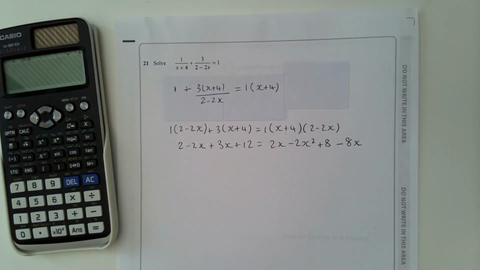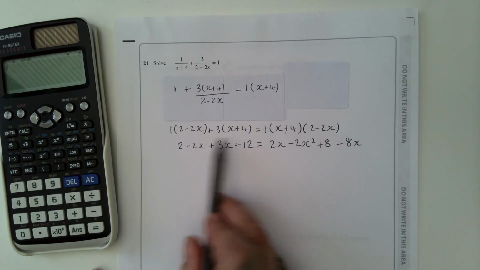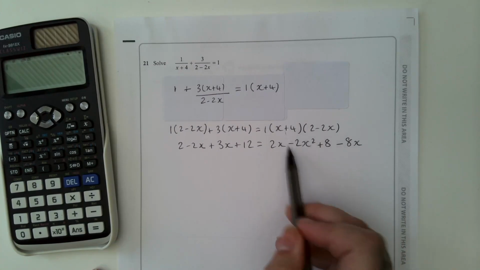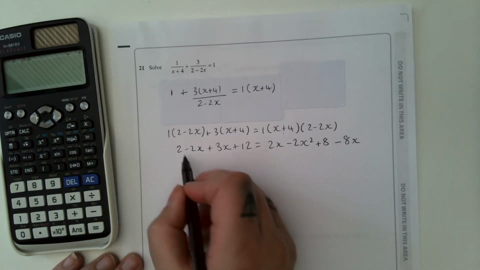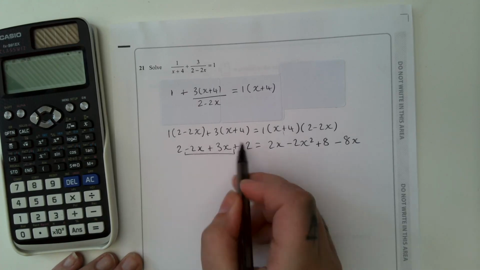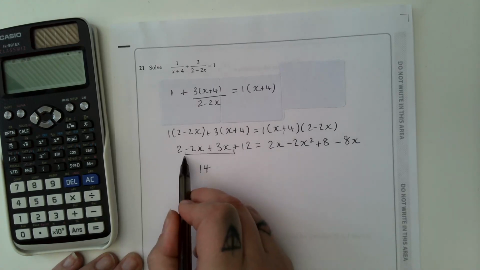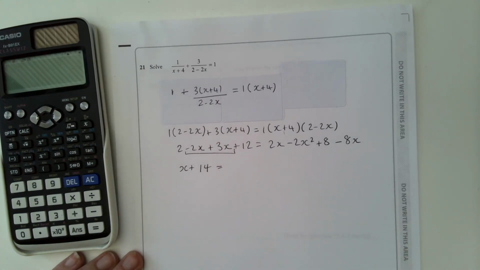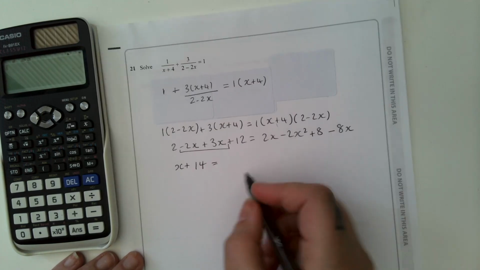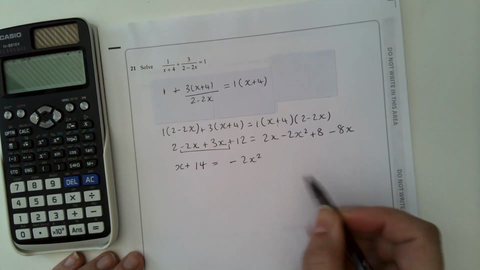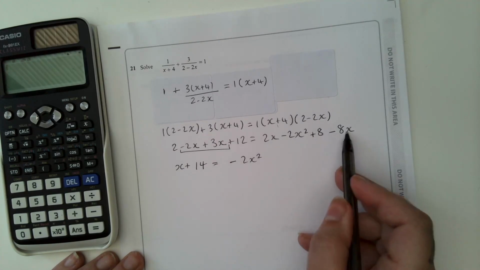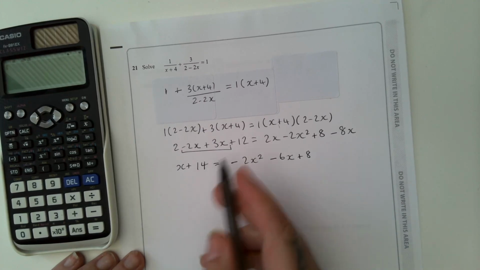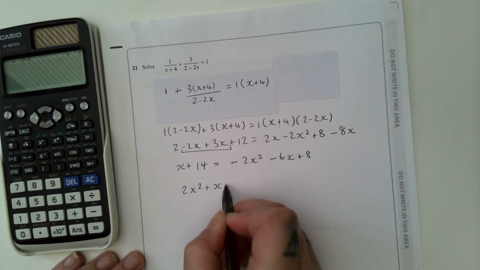Now I'm going to gather everything to the left-hand side. And the reason why I'm gathering everything to the left-hand side is because I don't want a negative x squared term. Okay, so let's just simplify a little first. So we've got 2 plus 12 is 14. Negative 2x add 3x is x. So the left-hand side simplifies to x, add 14. The right-hand side simplifies to negative 2x squared. 2x subtract 8x is negative 6x plus 8. So I'm going to add 2x squared to this side.